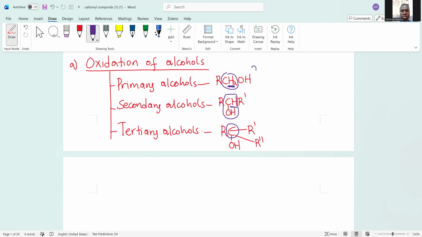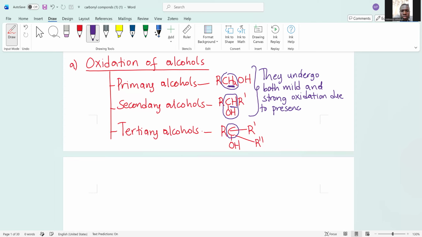So I want to say that these first two classes, primary and secondary, undergo both mild and strong oxidation due to the presence of a hydrogen atom bonded to the carbon atom carrying the hydroxyl group.